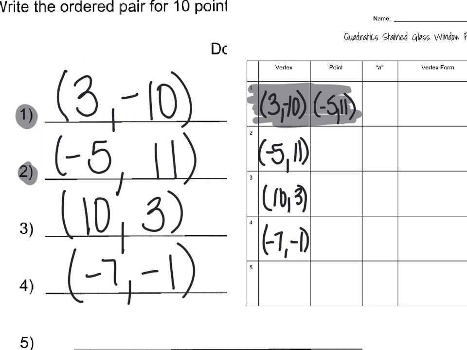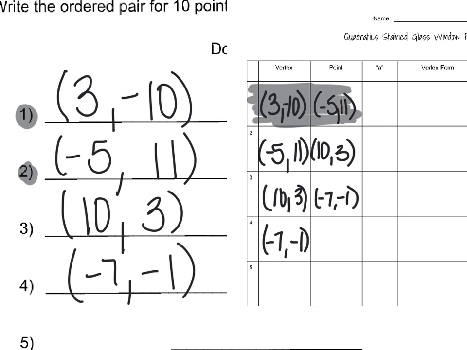And then for our second graph, we're going to use the second point as our vertex, and the third point as our other point on the graph. So I'm going to use the point 10, 3. Then for graph number 3, my vertex is 10, 3, obviously, and the other point on my graph is -7, -1. So this will almost be like a connect-the-dots picture, because you will have parabolas that go through each of these points.